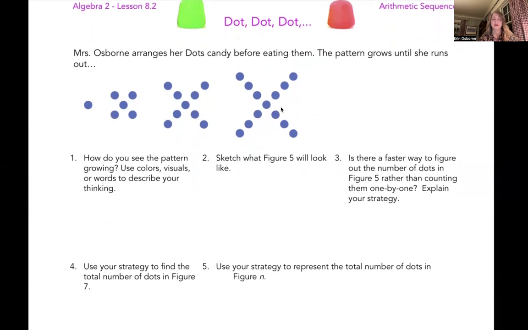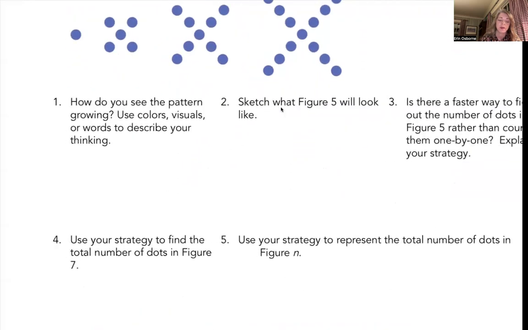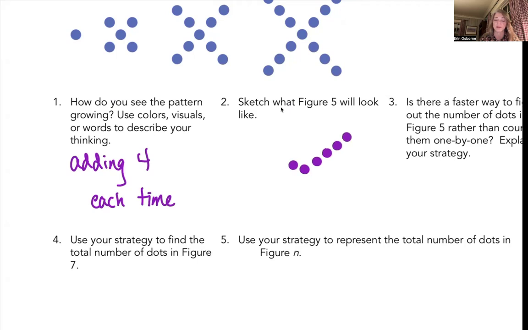Okay, now that you've been working on this for a little bit, hopefully you noticed the pattern was growing by adding 4 every time, because you have to add one on each spoke. If you drew it here, maybe you started with a dot in the middle and then you made 4 spokes that had 4 dots each.